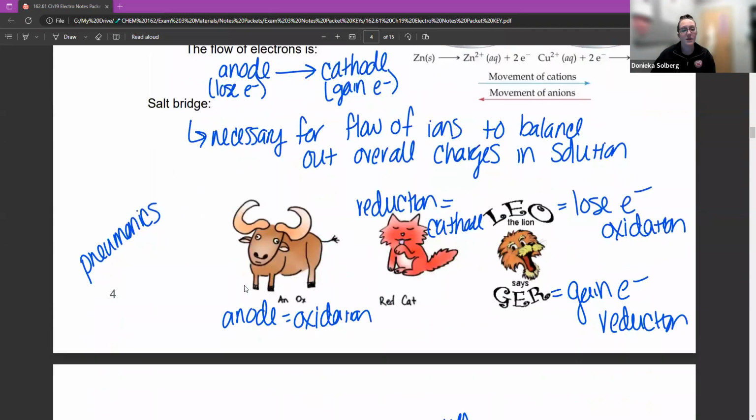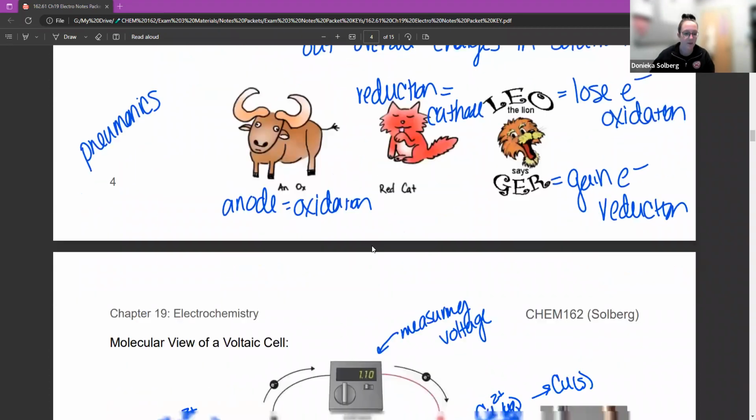Okay, so these are my mnemonics, right? I think that's how you spell mnemonics. AN OX: anode, oxidation. RED CAT: reduction, cathode. LEO the lion says GER: losing electrons is oxidation, gaining electrons is reduction. So if you don't know where the electrons are going, these should hopefully help.